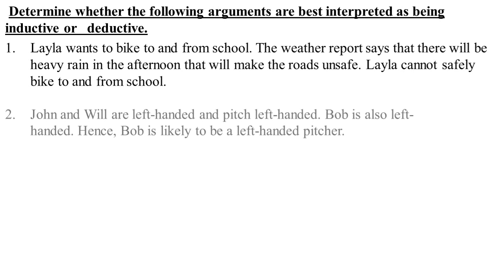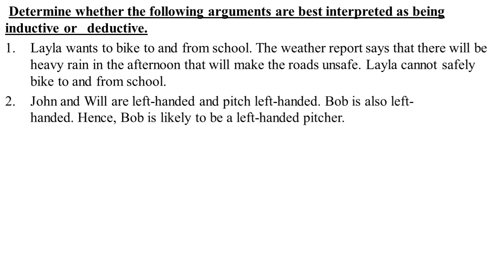Okay, the second question. John and Will are left-handed and Peach left-handed. Bob is also left-handed. Hence, Bob is likely to be a left-handed pitcher.